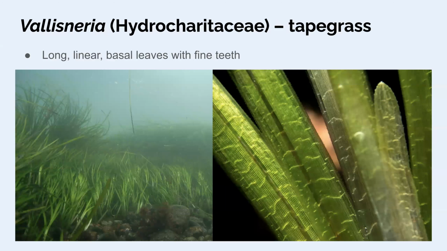Still in Hydrocharitaceae, we have this plant called tape grass or eel grass. This has long, very long linear leaves. So this name tape grass is very apt, I think. So about 1 centimeter across, these long green leaves. There's some airspace that can sometimes help you to identify these. You can see the teeth on the leaf margins, especially towards the tip.